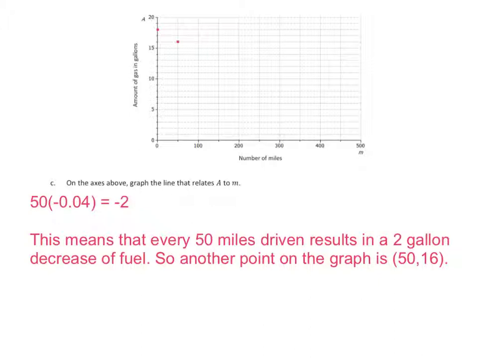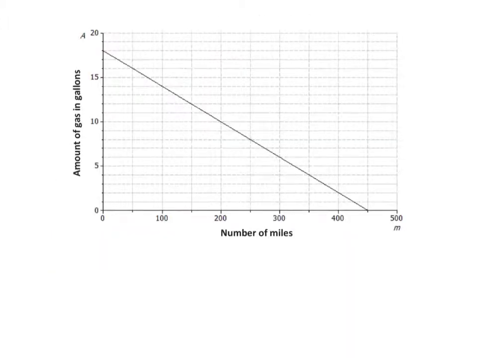Using this information, I know that another point on my graph is (50, 16). Using that information, I am able to complete my graph above.